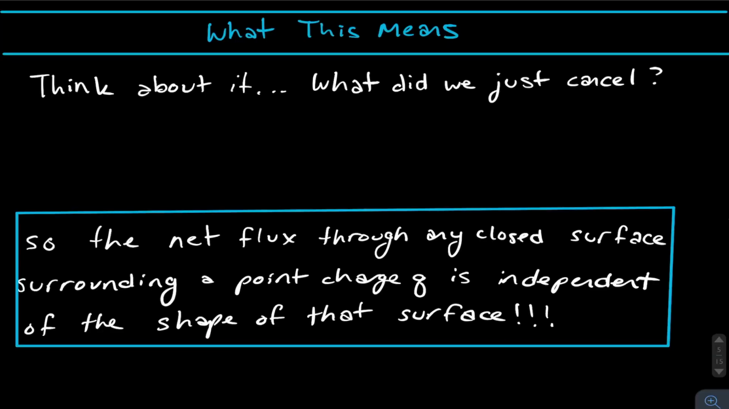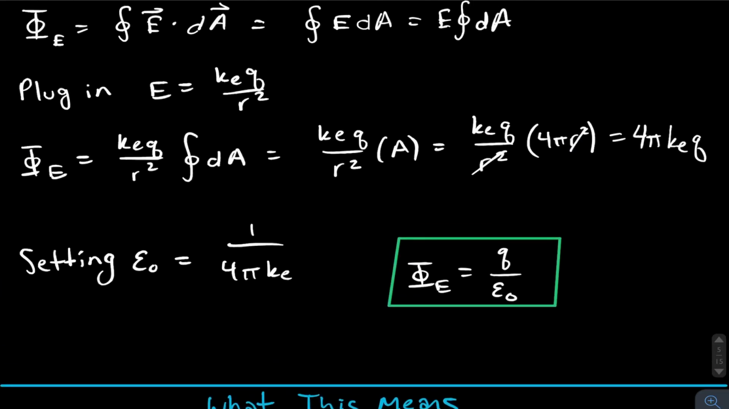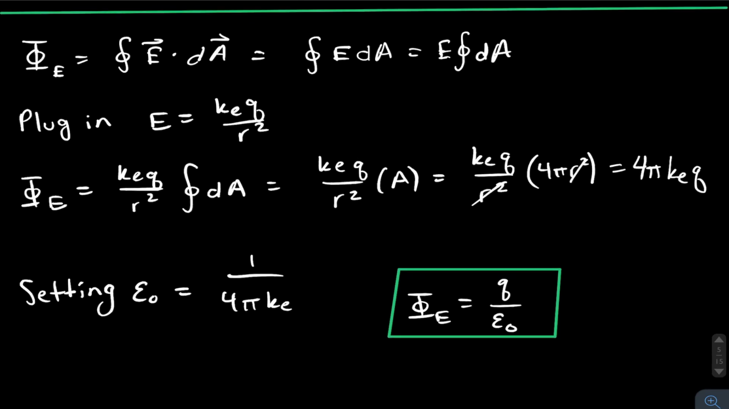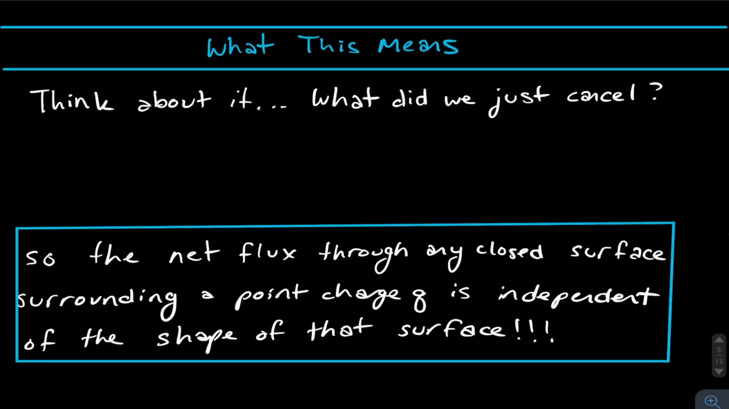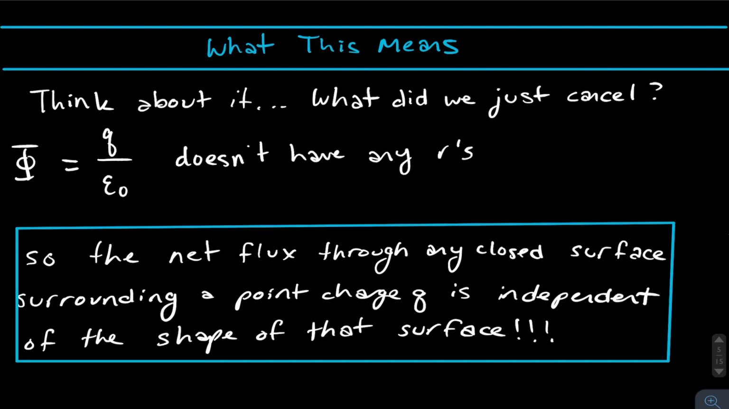Now think about it. What did we just cancel off here? What did I say was going to be important later? Well, remember, we canceled off these r squareds right here. We canceled out the radius. So basically, Q over epsilon naught doesn't have any r's. And of course, remember that this is the electric flux. So it doesn't have any r's.